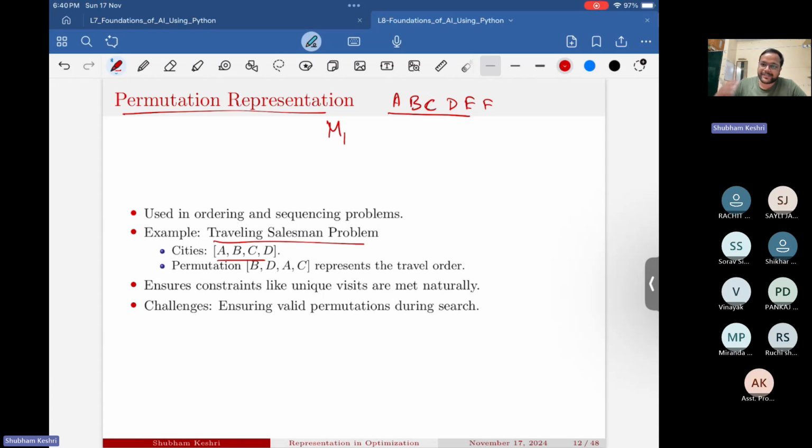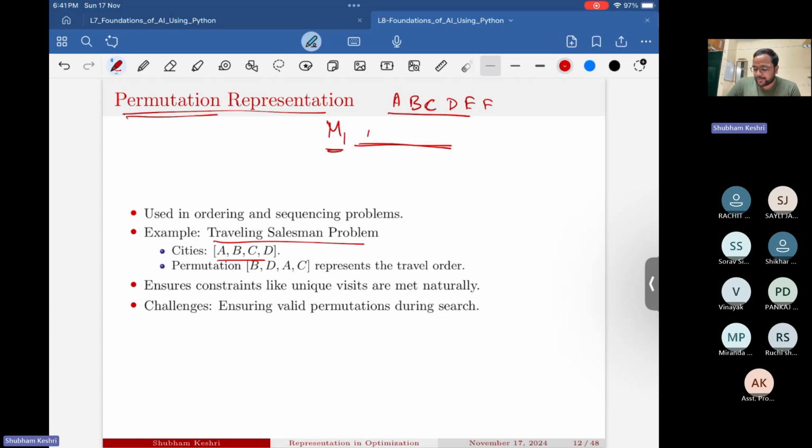So suppose A has a due date of 10 days, B has a due date of 7 days, and so on and so forth, and you're trying to meet those due dates. In which order should you process these jobs on the machine such that no job is delayed? That representation can be a sequence, and that can be represented as a permutation representation.